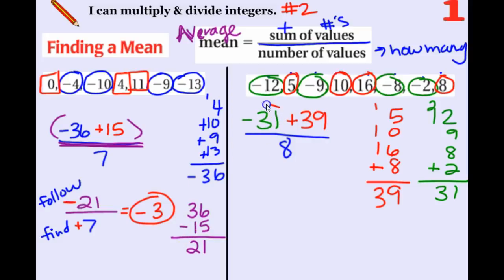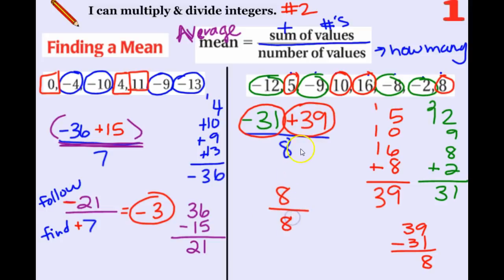So if we combine these on the top, different signs, subtract. 39 minus 31 gives us 8. But there are more positives, so it's a positive 8. Over 8, 8 divided by 8, 8 goes into 8 one time. So the answer is 1.